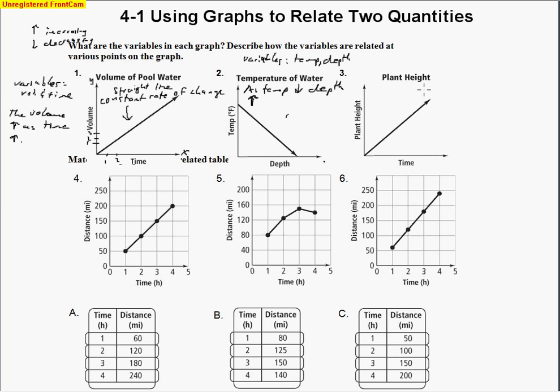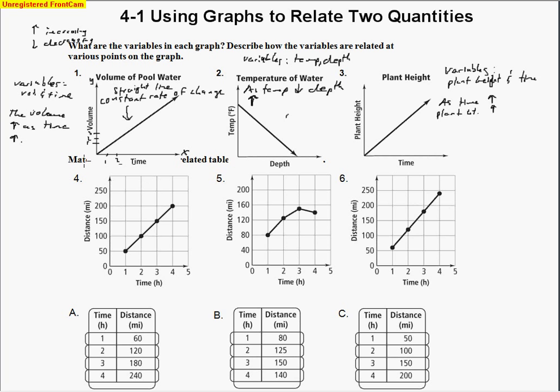So over here, our variables are just going to end up being the x and y axes. So we have plant height and we end up having time. I was a little more careful this time as I looked at that. So time and plant height, those are our variables. And then we want to describe what's going on. Well, as time increases, plant height increases as well.